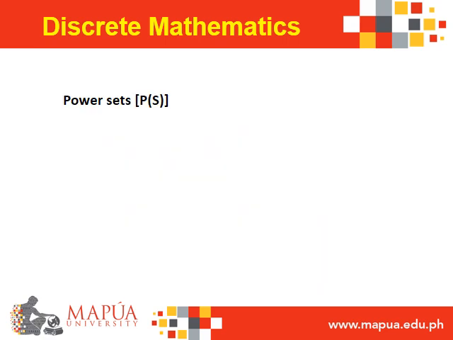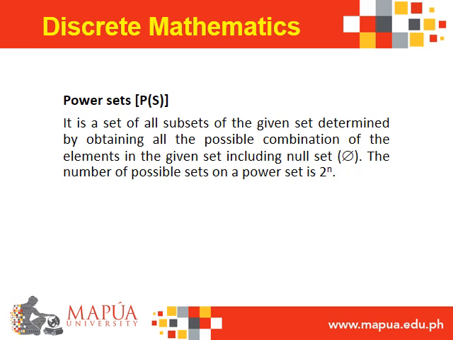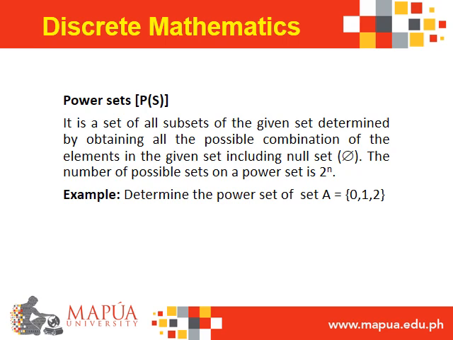And then we have power sets. A power set is a set of all possible subsets that can be determined from your given set, which eventually includes the null set. For example, let's determine the power set of set A containing elements 0, 1, and 2.